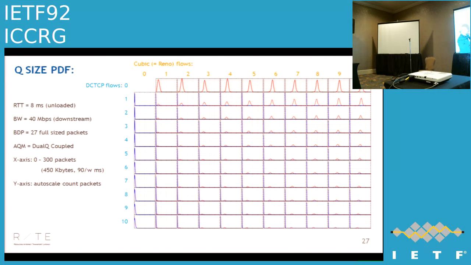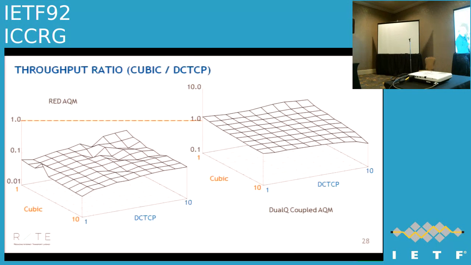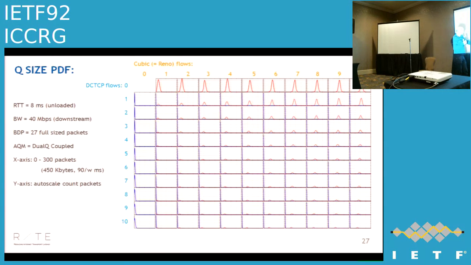Only when data center TCP runs alone, I didn't mention that, but we have a backup, a fallback AQM when the queue is empty. I think it's in the next slide. No, not yet, but I'll show you in the next slide. So then data center TCP is controlled by its own sharp edge.